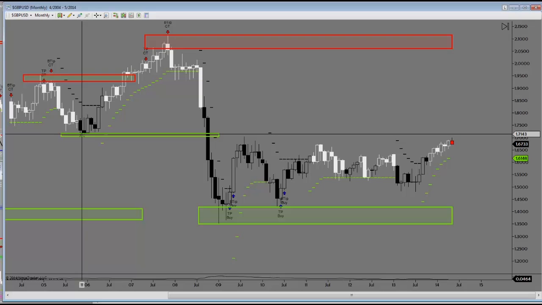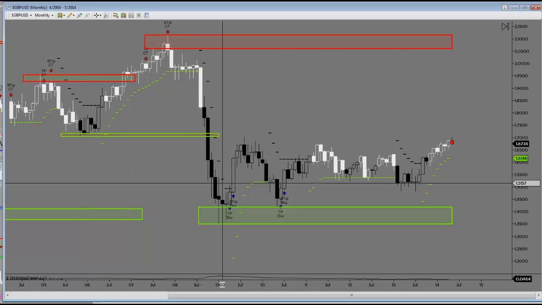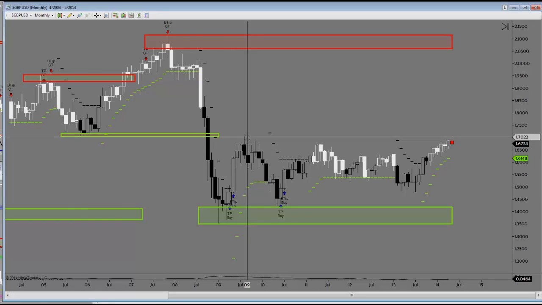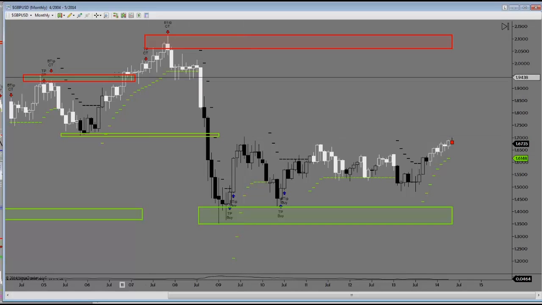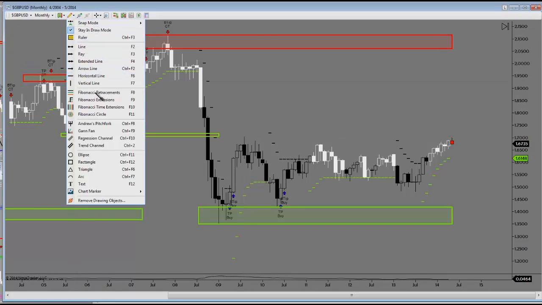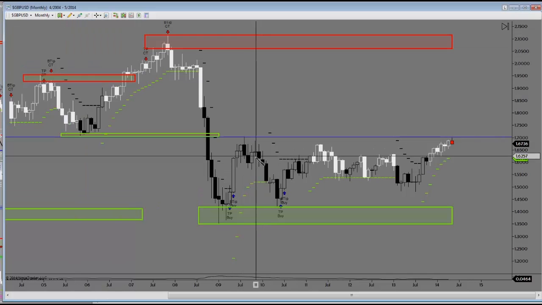This is the GBP USD, British Pound Dollar spread. Previous structure support, once broken, anticipated resistance. There was the swing high put in July of '08. Swing high comes in at 170.22. Left click here, drop it in here.